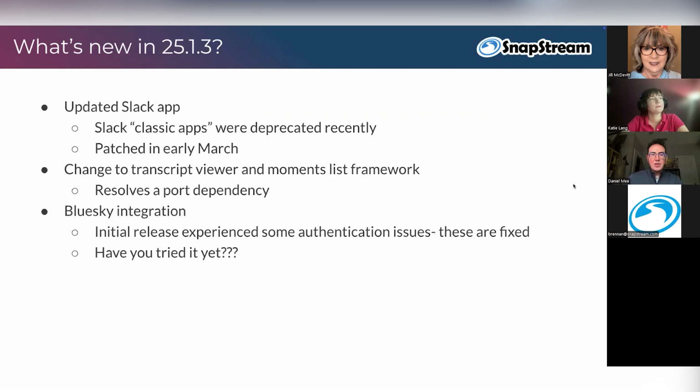And a few other odds and ends that are part of this release. We updated our Slack app. What are called classic apps in Slack were deprecated recently. This is something that we patched in early March for our customers that we know use Slack. But if we happen to overlook you and you've noticed that Slack isn't doing what it's supposed to do in SnapStream, then this is the solution. So if you have any questions about that, let us know.